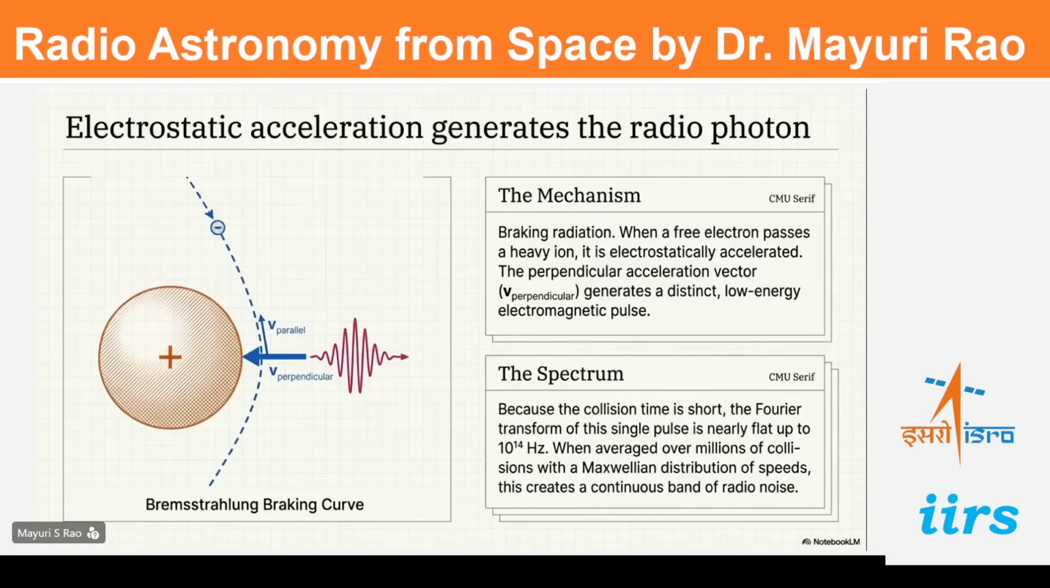You have an electron moving past a heavy nucleon, such as a proton. It changes its direction, and this gives rise to radiation. This is called thermal Bremsstrahlung. Okay, so this is another process that we study, and in those regions that I mentioned where the stars are born, which are otherwise opaque in optical wavelengths, Bremsstrahlung is very bright.